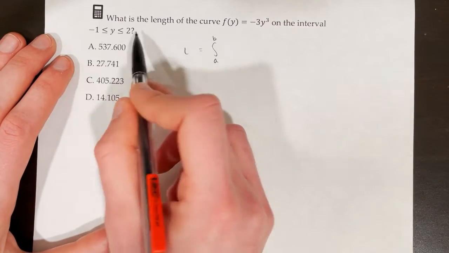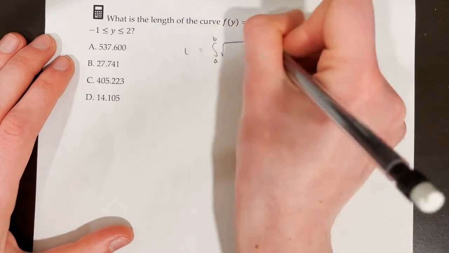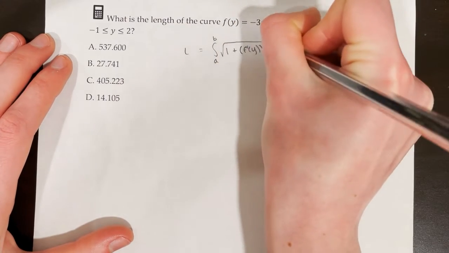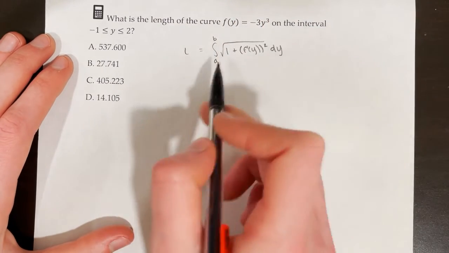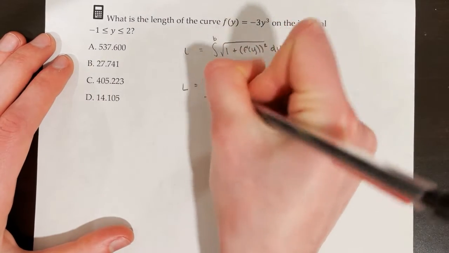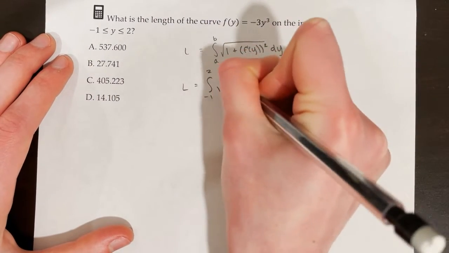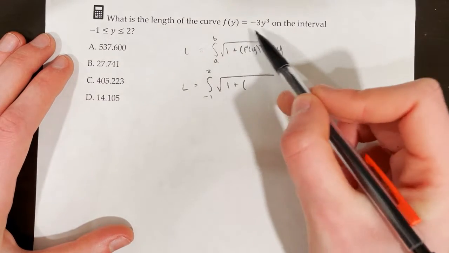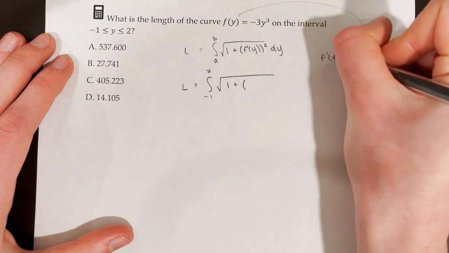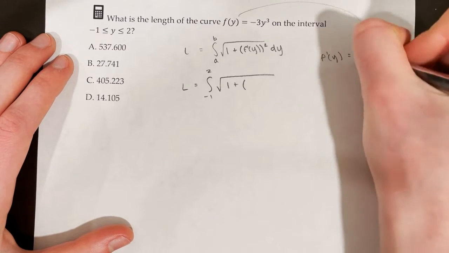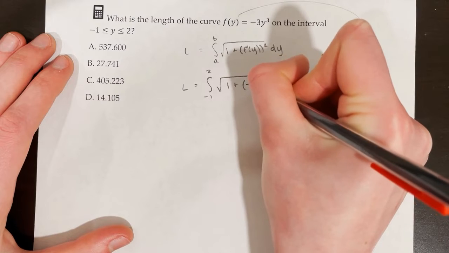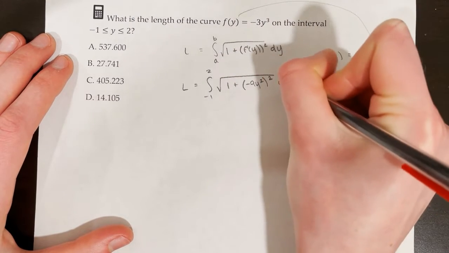So it'll be from negative 1 to 2 along the y-axis, times the square root of 1 plus f prime of y squared dy. Now let's set that up using these equations. L is equal to the integral from negative 1 to 2 of the square root of 1 plus, and then we need to find f prime of y. So let's do that right over here. F prime of y is equal to, we'll use the power rule, negative 9y squared. So we'll say plus negative 9y squared squared dy.